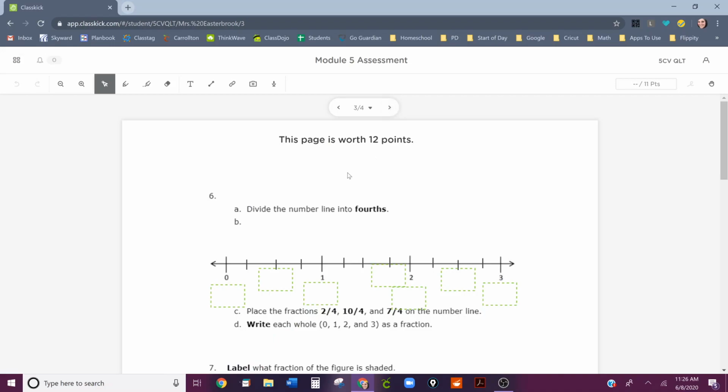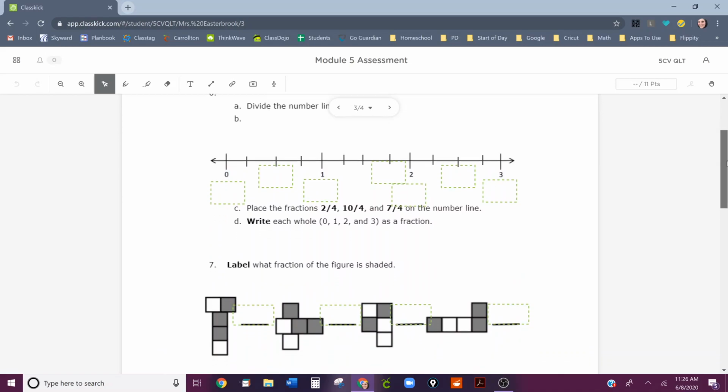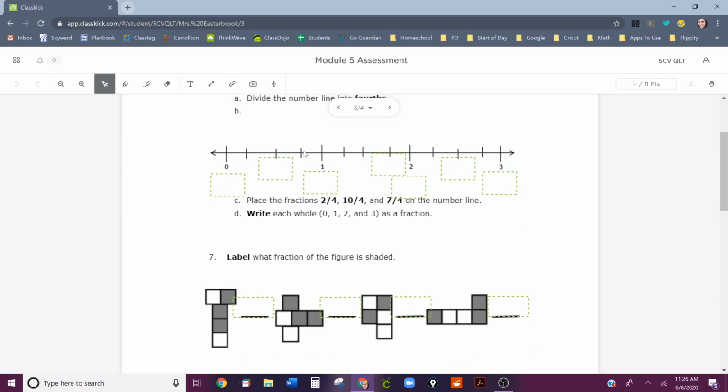Number 6, you'll notice it says this page is worth 12 points, but over here it says 11. That means that one of the points is something that you will have to do on your own. Number 6, divide the line into fourths. So I went ahead and divided the number line for you, so we'll move on. Place the fractions 2/4, 10/4, and 7/4 on the number line.